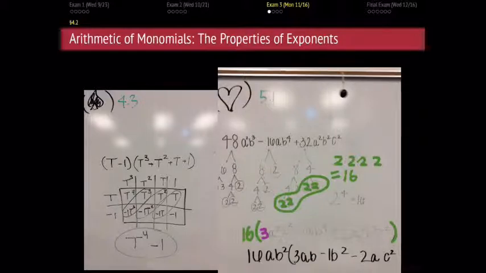Yeah, that 3 is there because it's the result of taking the original 48 that we started with and dividing out that 16, which is the greatest common factor. So that explains where that 3 came from.